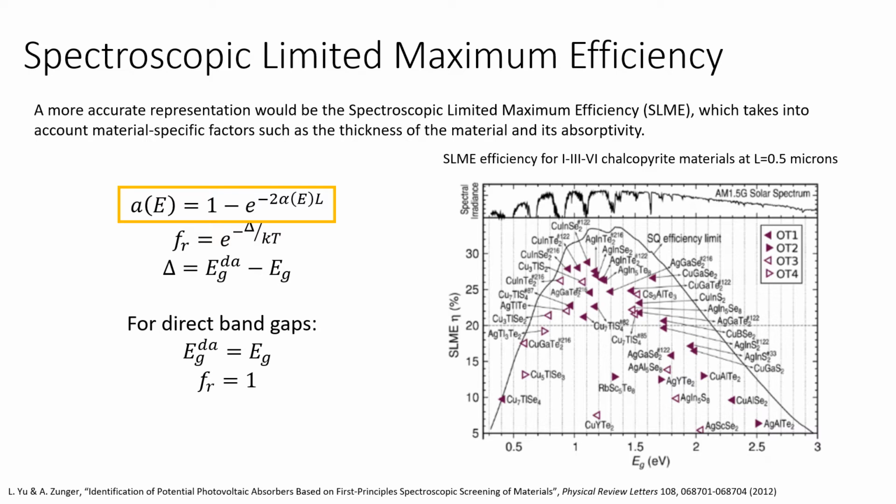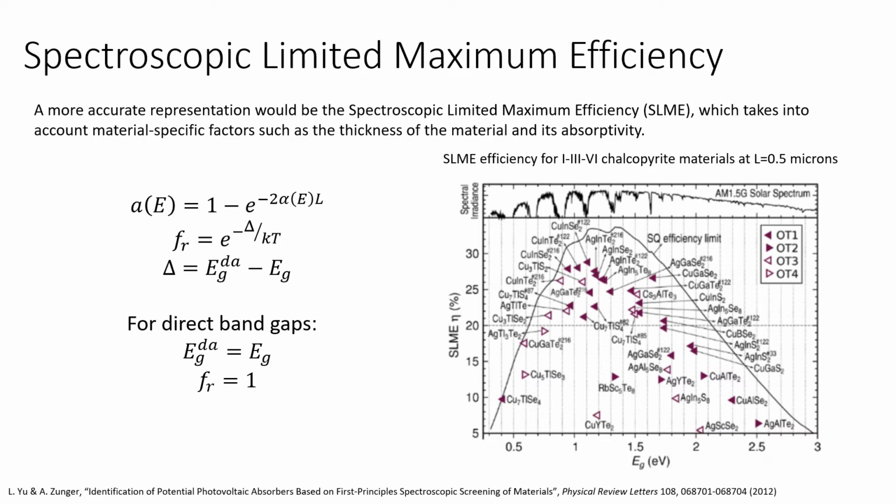SLME also takes into account non-radiative recombination for materials with indirect bandgaps with the FR equation here, where delta is the difference between the direct allowed and fundamental bandgaps, calculated here. If you have direct bandgaps, however, your delta is equal to 0 and you just have FR equals 1, just like in the Shockley-Queisser equation.